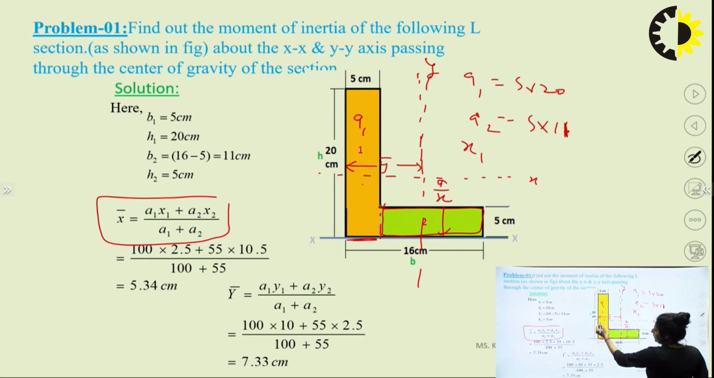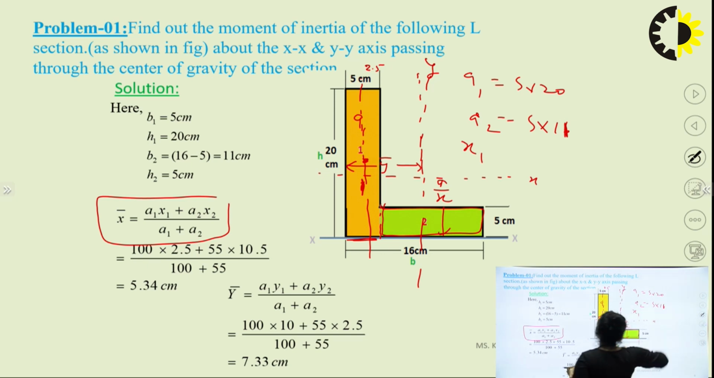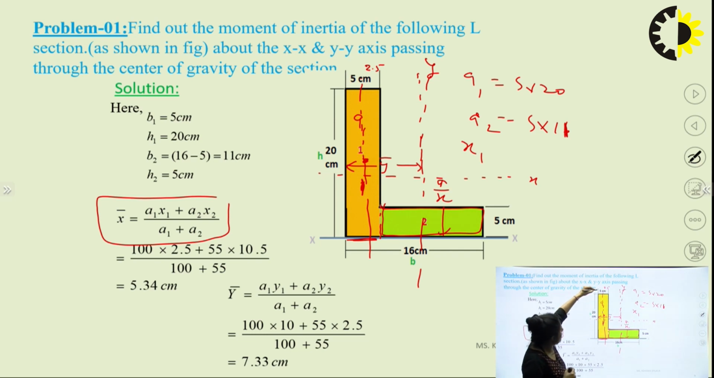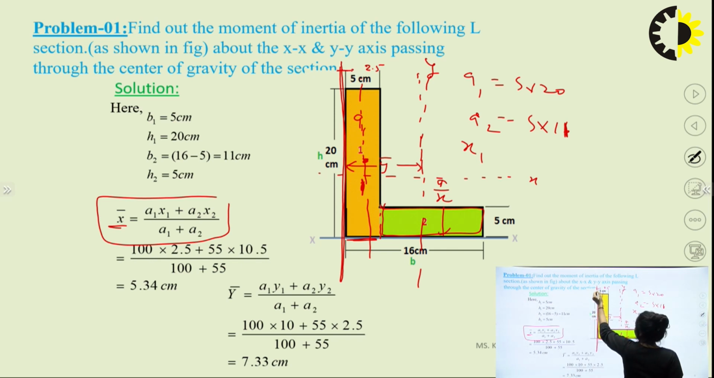How can I find x1? See, the CG of this section lies here. If this is our CG, the distance is 2.5. I don't know this value, so I assume that our centroidal axis is this. All the values I can find out with reference to this. If this is not our reference axis, it is shifted by some value, and that value is given by x bar. So the value from here is 2.5.